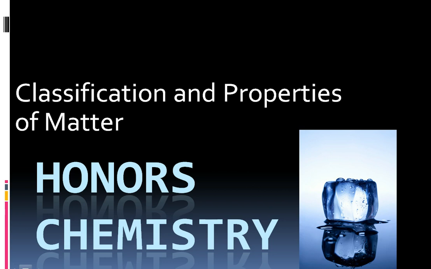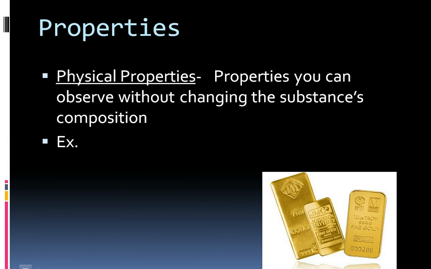So we're going to start off with properties of matter, and in this case we're going to start off with physical properties. Physical properties are any sort of properties that you can observe without changing the substance composition. That means what it's made of. For example, if you notice in the bottom right, we see some gold, and we can tell a few things about the gold without changing what's in the gold. So whatever we notice, it's still going to be gold after we notice it.